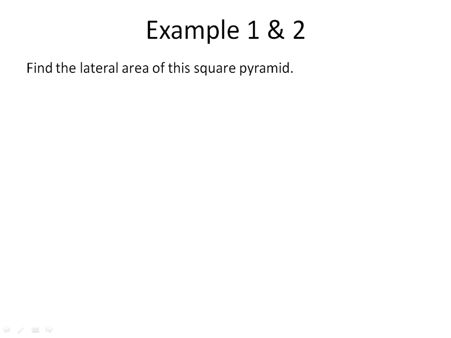Okay, so they want us to find the lateral area of a square pyramid. So here's the one they gave us. If you notice, one of the base edges is 15 feet, so we're going to use that to find the area of the base in just a minute. The height of the pyramid is 12 feet. That is not going to be used directly. What we're going to use that for is an indirect way, using this little right triangle in here so that we can find this slant height, which is the hypotenuse of this right triangle.